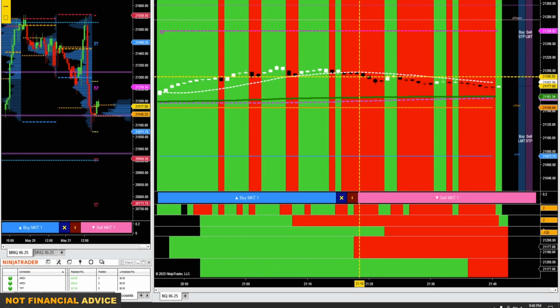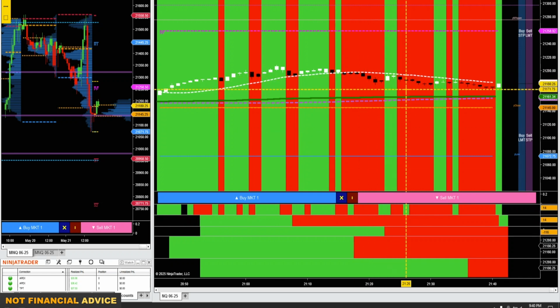I got into a short back here. We had red HEIKIN ASHI on the 1 minute and the 5 minute. We had some closes below the 20 SMA. Delta was negative on the 1 minute and the 5 minute. And so far we've popped down over 20 points from there.